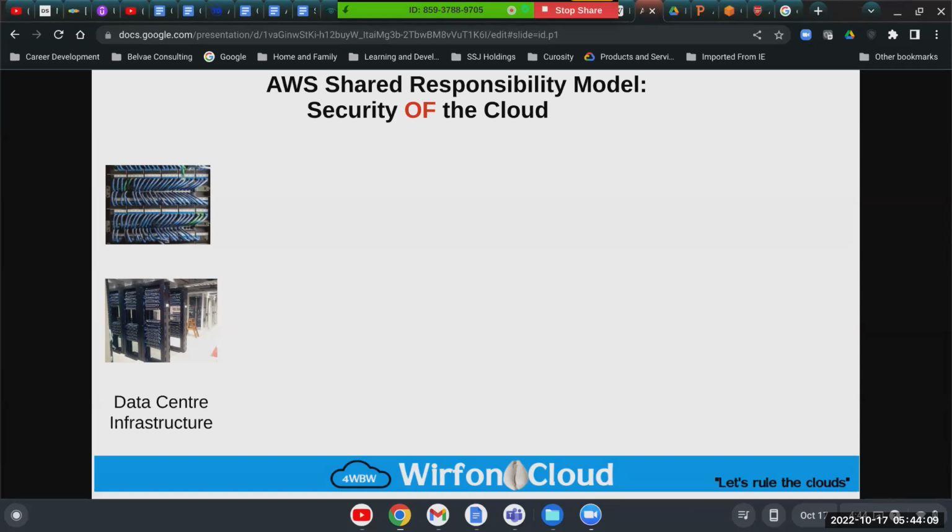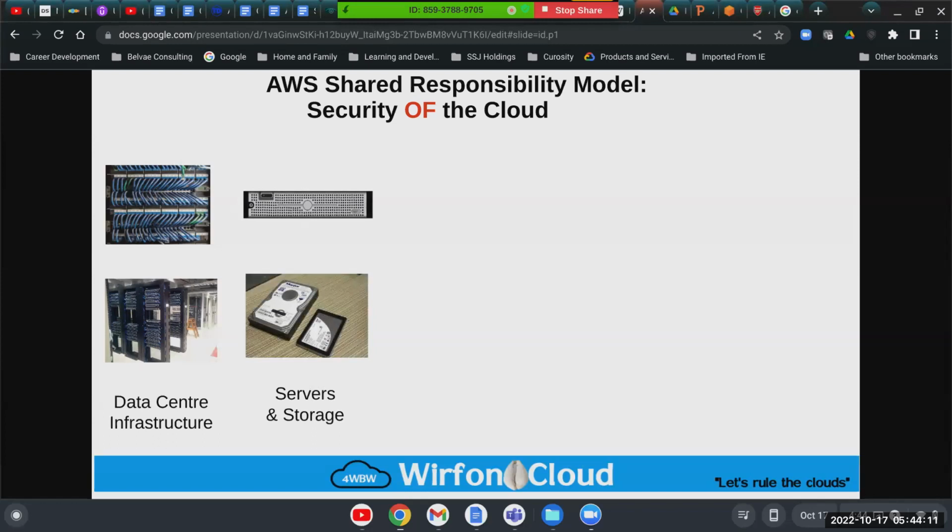That is the first element. It involves the servers and the storage. So that's the equipment that you have inside those data centers. You can see the server, and then on the bottom half here, you have a hard disk drive and a solid state drive, which is used for storage.